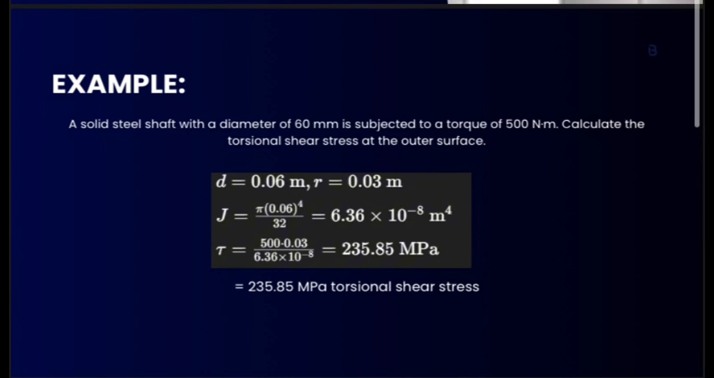Step 4. Apply torsion formula. So torsional shear stress equals torque applied times radius over polar moment of inertia. So 500 times 0.03 over 6.36 times 10 to the power of negative 8. The result is 235,849,056 pascals. And for us to get the final answer, we have to divide it by 1 million. So the total answer would be 235.85 megapascals.